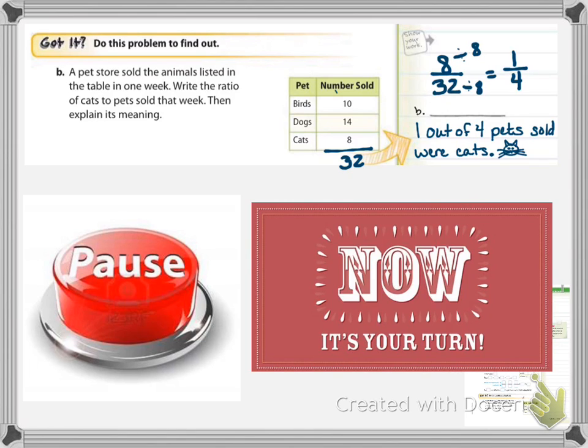Okay, so I looked to see what the cat number was. That was 8. I added up all my numbers. I got 32. So my initial ratio was 8 to 32. However, I needed to simplify it, so I got 1 to 4. So basically, my explanation would be 1 out of 4 pets sold were cats.